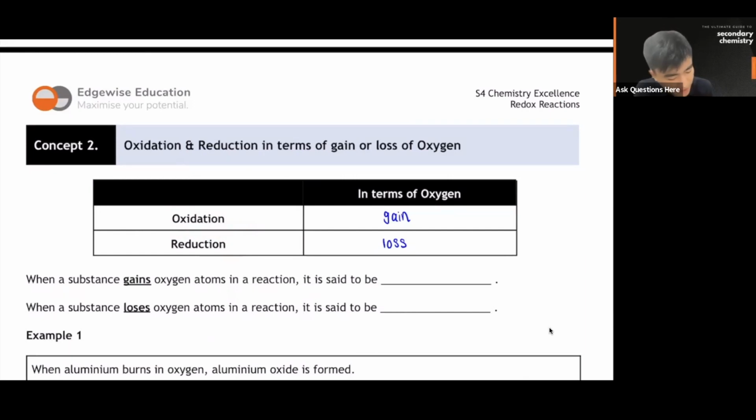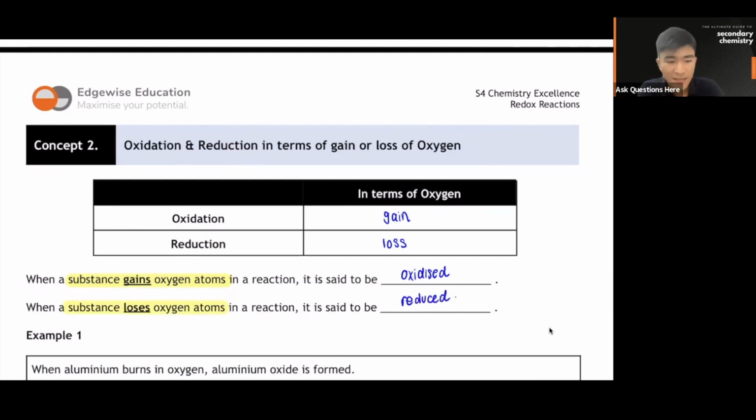So let's consolidate our learning so far. When a substance gains oxygen atoms in a reaction, we say that it has been oxidized. Okay, on the other hand, if a substance loses oxygen atoms in a reaction, we say that it is reduced.